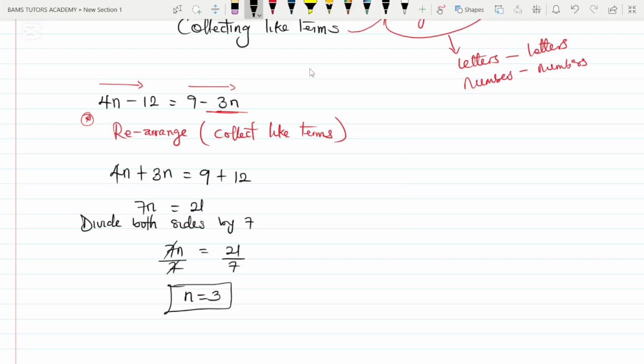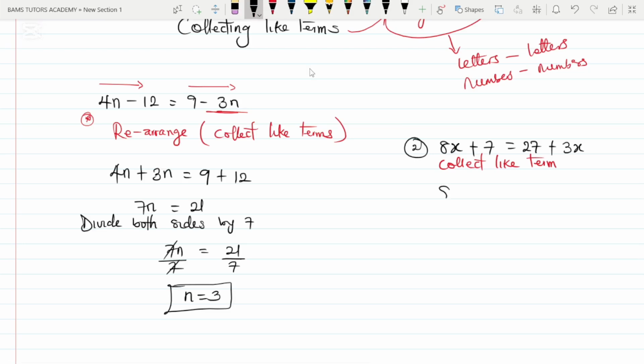Easy, right? Then another example on this type of question. Let's say I have 8x plus 7 equals 27 plus 3x. So let's bring all the x to one side. What do we call that? Collect like terms, right? Collect like terms. And what does that mean?